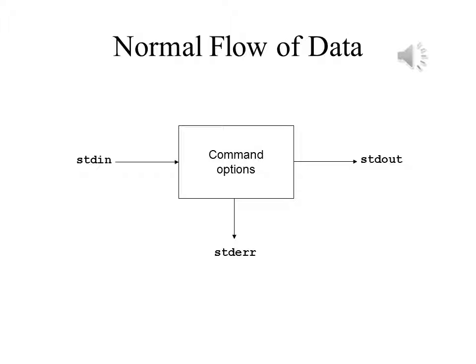Every program that runs on a Linux or Unix system will always have 3 files available to it. stdin is standard input. Normally this is the keyboard. stdout is standard output, and this is usually our screen. There's also stderr, standard error. Standard error will also go to the screen.